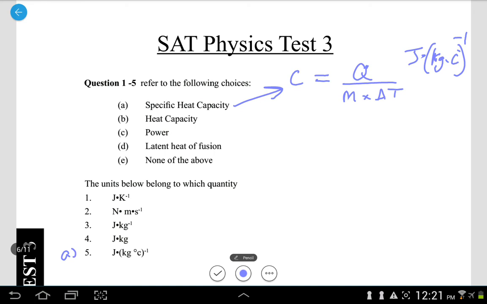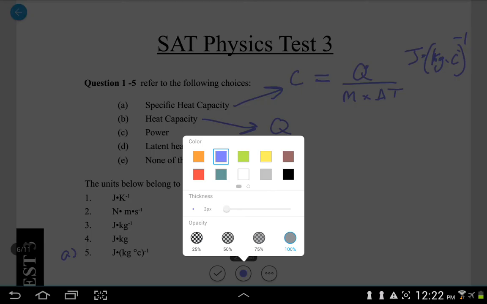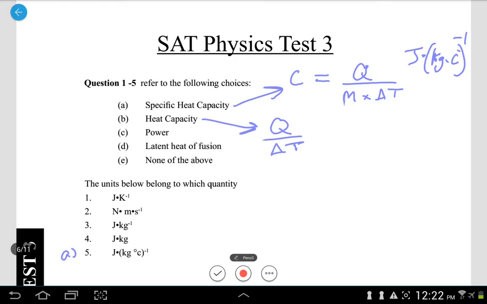All right, let's see heat capacity. So heat capacity is Q over delta T. It is the amount of energy you need to put in to cause a change in temperature. In this case, Q has a unit of joules and delta T has a unit of degree Celsius, -1, or you can go with joules. Instead of degree Celsius, you can go with Kelvin. So the answer for number 1 is B. That is the unit of heat capacity, joules per Kelvin.